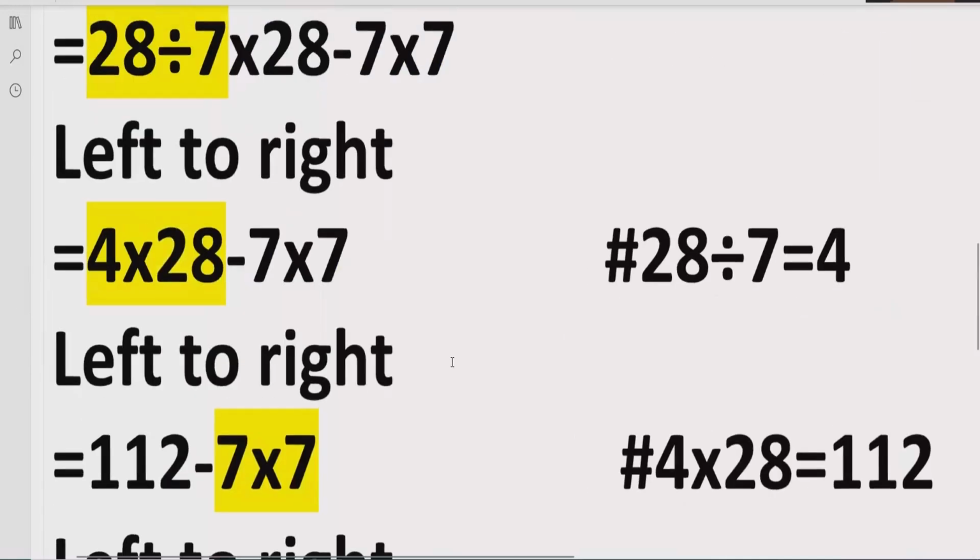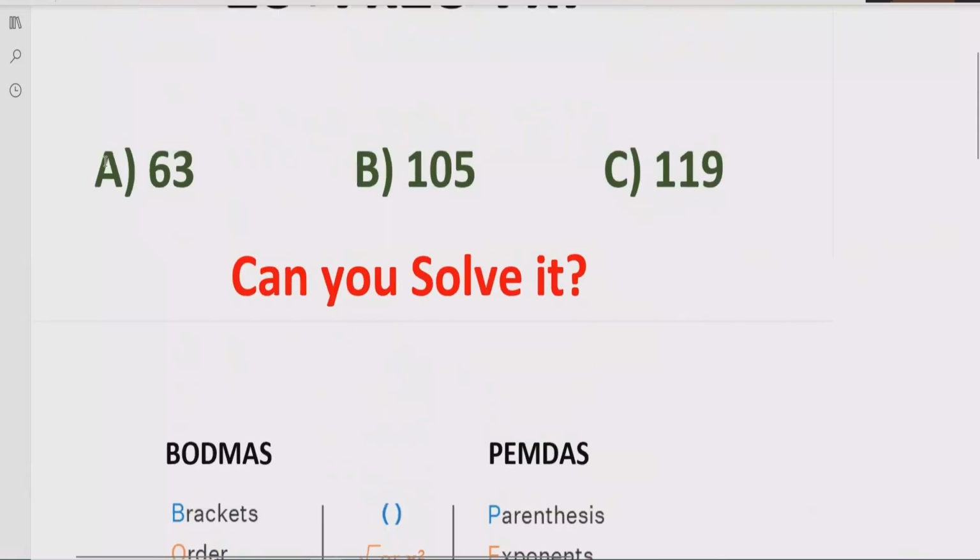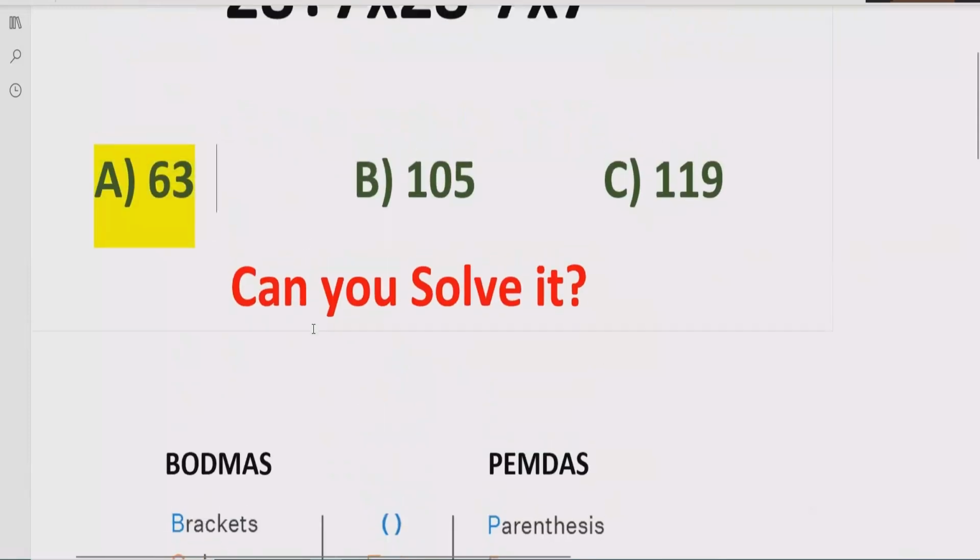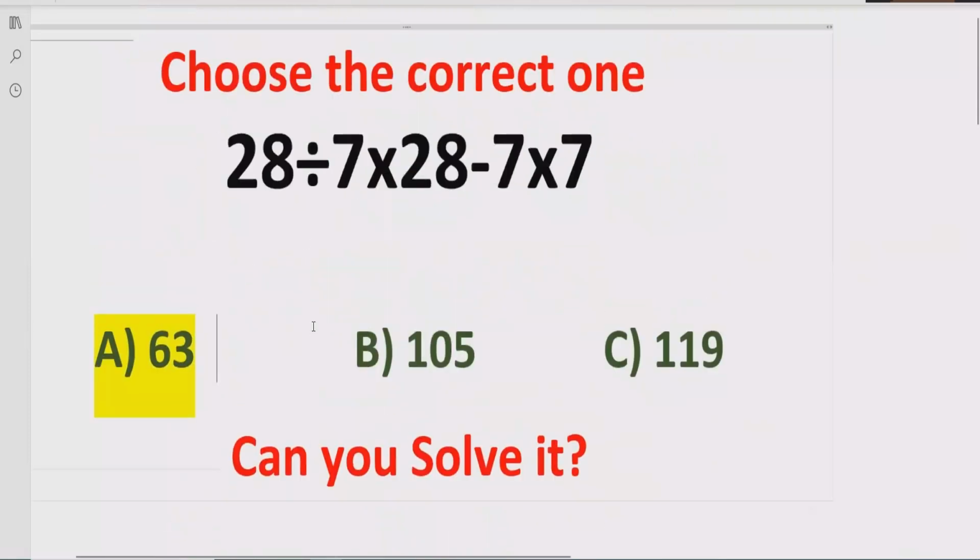If you see the answer list, answer A is the correct answer of this expression. I hope you understand how you can solve the given expression using the PEMDAS and BODMAS method and find the correct answer.